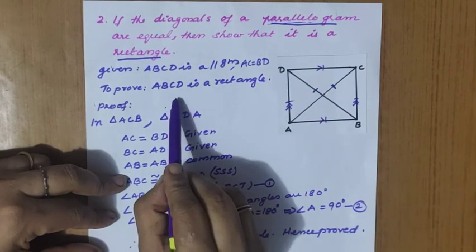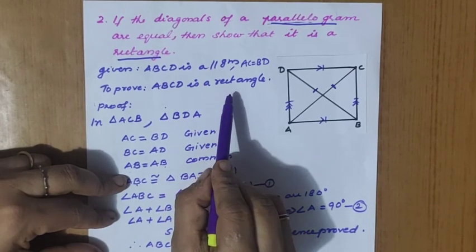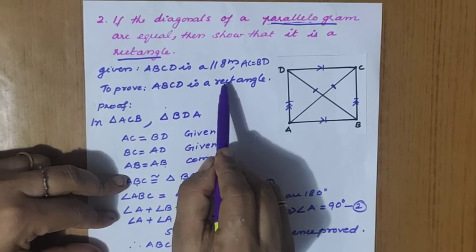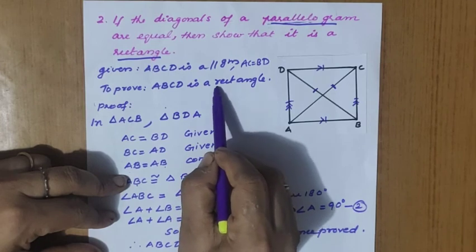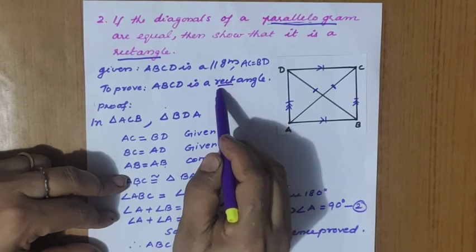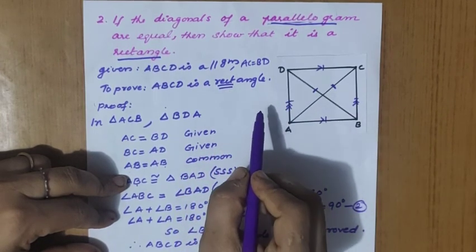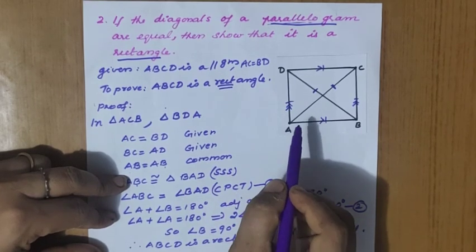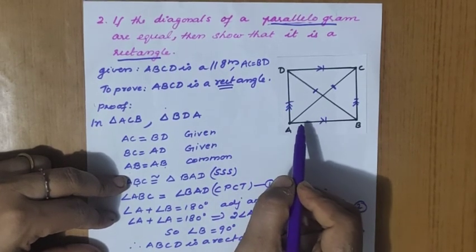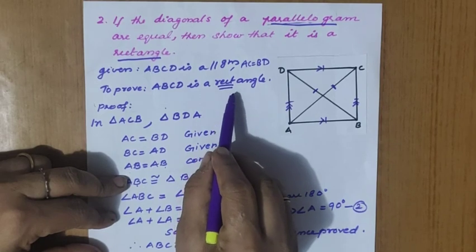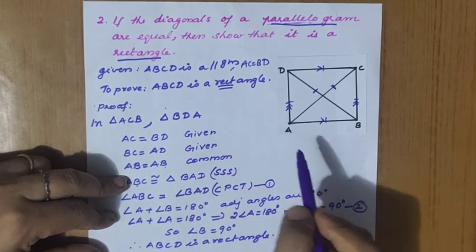Now what we have to prove? ABCD is a rectangle. Here I want to explain that when we have to prove a rectangle, what does the definition of the rectangle say? If a parallelogram is given, we need to prove that one angle is 90 degrees, right? If it is a parallelogram, we need to prove that one angle is 90 degrees.